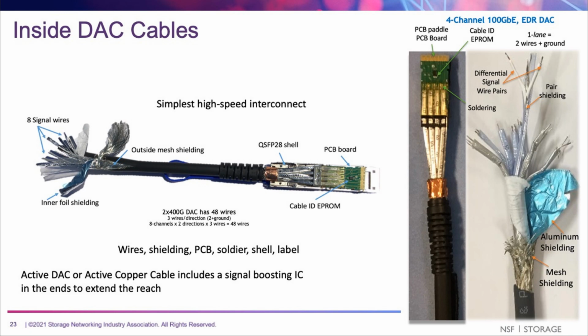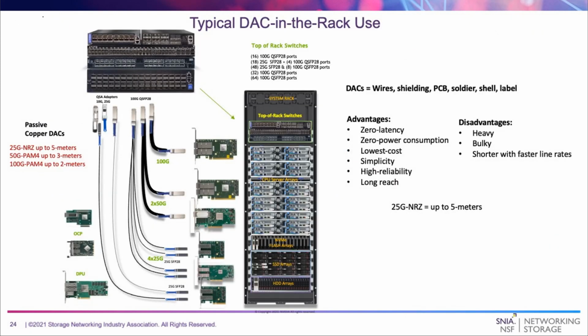So it's pretty simple. Differential signaling. So you have roughly 3 wires for every direction. If you have a 2x400 gig DAC cable, it would have 48 wires inside. So 3 wires in each direction, which is 2 plus a ground, and 8 channels, 2 directions, 3 wires, 48 wires. So it gets pretty crowded. But that's a DAC cable.